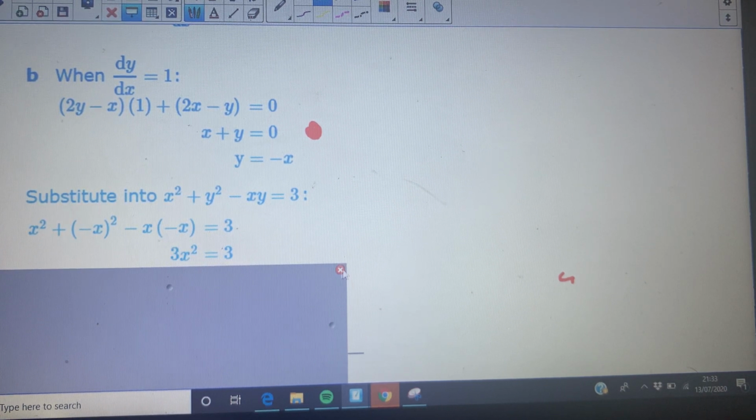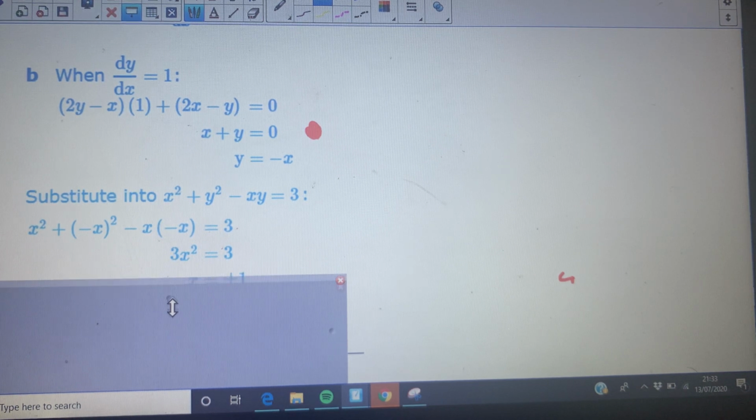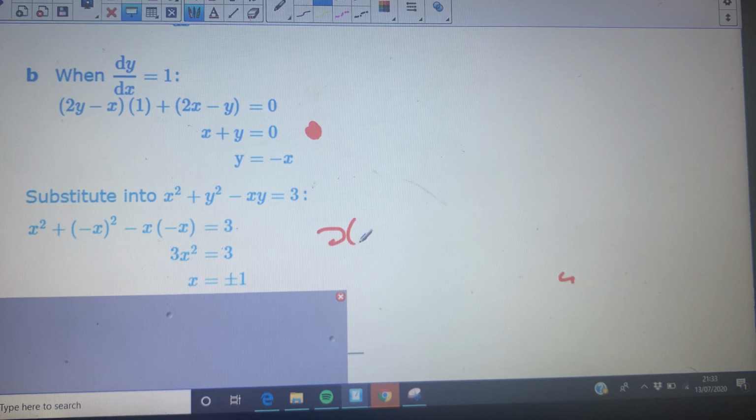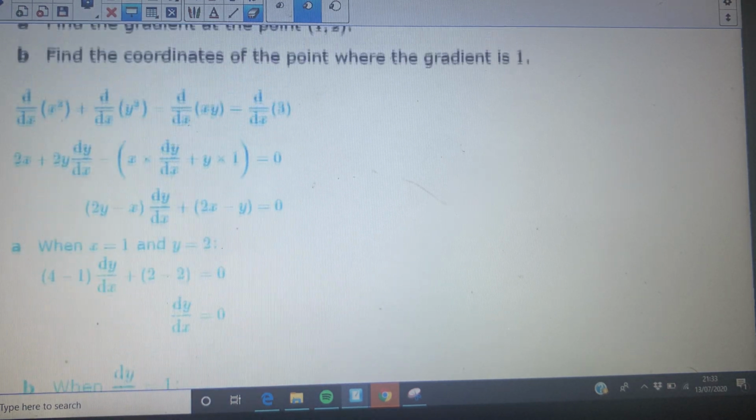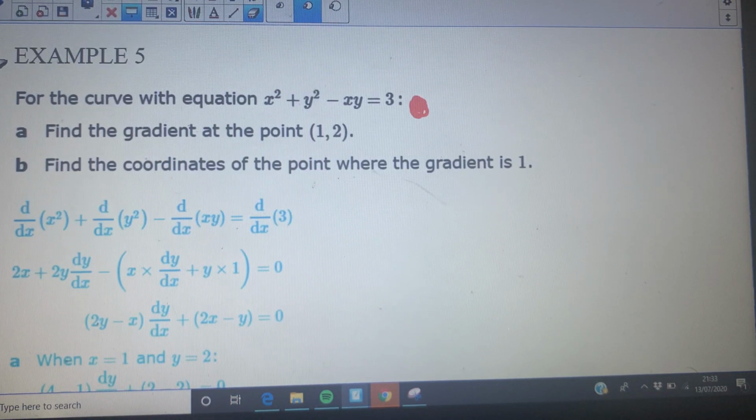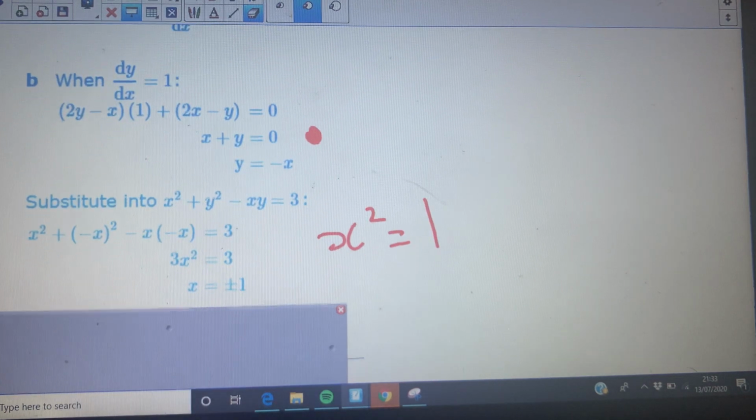3. 3x squared equals 3. X squared is going to be 1. So x squared is 1. So you now square root both sides, and of course it's an equation, so you always have a positive and negative square root. Now if you go back to the question, it asked you for the coordinates, so you need the y value. So when x is plus 1, you need the y value. When x is minus 1, you need the y value.